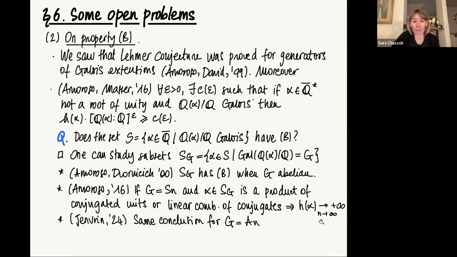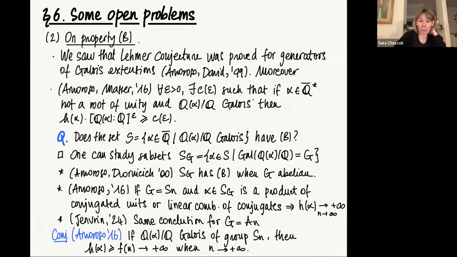And this was recently done also for the group A_n, same conclusion for this class of generators, by Jean Brun. Amoroso, in his paper, also makes a conjecture that what he found, the fact that the height of his generators goes to plus infinity, is true more generally for generators of Galois extensions of group S_n. And this is essentially what is known on this question, and this problem is largely open.